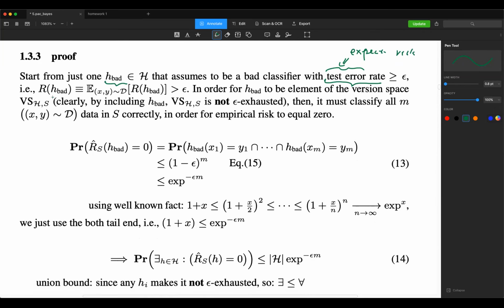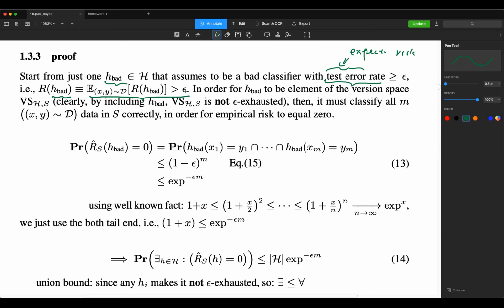For that particular hypothesis, you know that the expected risk is going to be greater than epsilon. Now, remember, when it's not in a version space, it has to have what? Your empirical risk has to be zero, right? Empirical risk has to be zero. Otherwise, it's not a version space at all. You can't really even talk about it being epsilon exhausted. So now we know that it's definitely going to have an expected risk greater than epsilon.